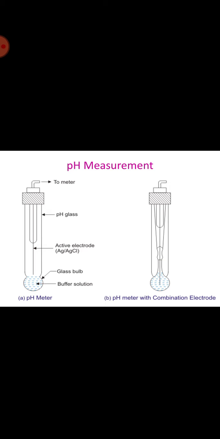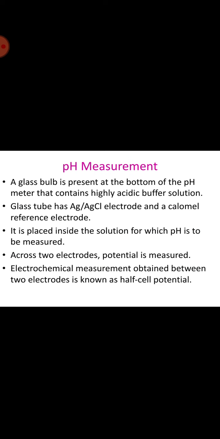And in this diagram, what we see here is a glass bulb which is present at the bottom of the pH meter, and it contains the acidic buffer solution. And the glass tube has a silver/silver chloride and a calomel reference electrode. So this electrode will be placed inside the solution for which pH has to be measured. And across the two electrodes, potential is measured, and the electrochemical measurement obtained between the two electrodes is known as half cell potential, right? And this is shown in this diagram.